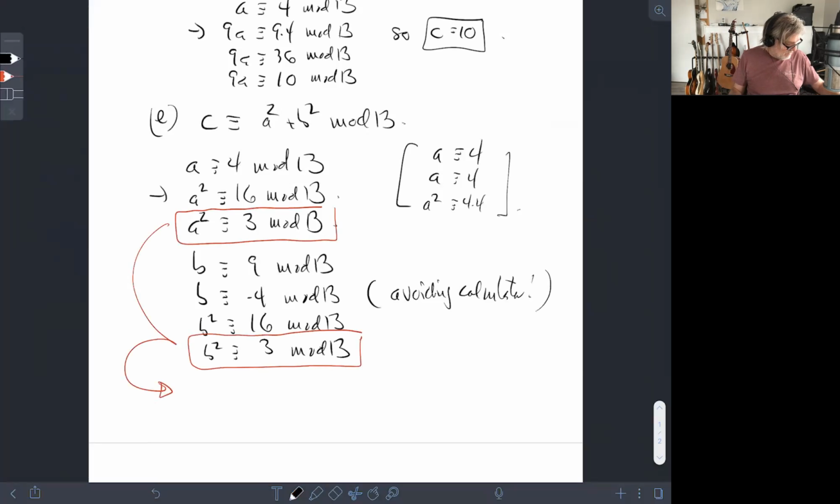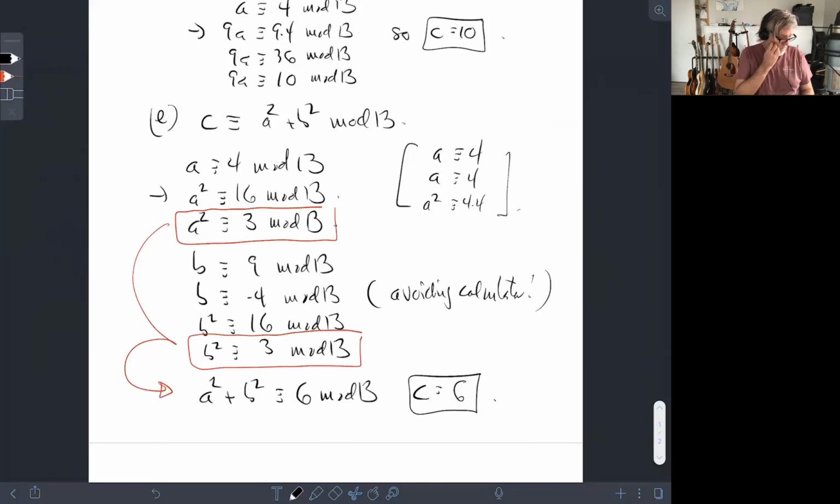So that means that A squared plus B squared is congruent to 6 mod 13, right? And so the C you're looking for is 6. And that's it. Okay. Now, I'm avoiding the calculator.